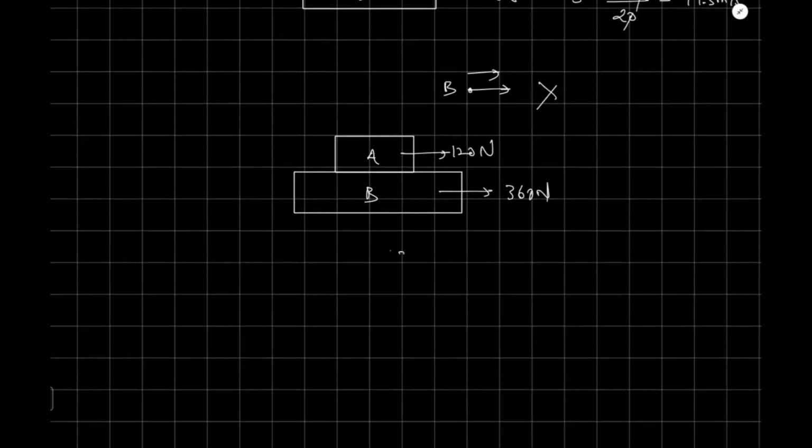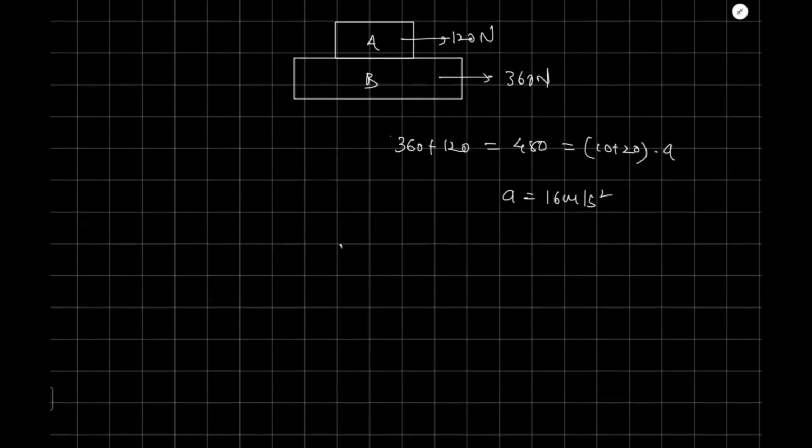The net force that is acting is 360 plus 120 Newton, right? And it is going to be 480 Newton. And it will give you mass into acceleration. So mass of both the blocks is 10 plus 20, which is 30, into a. So you'll get acceleration equal to 16 meter per second square.